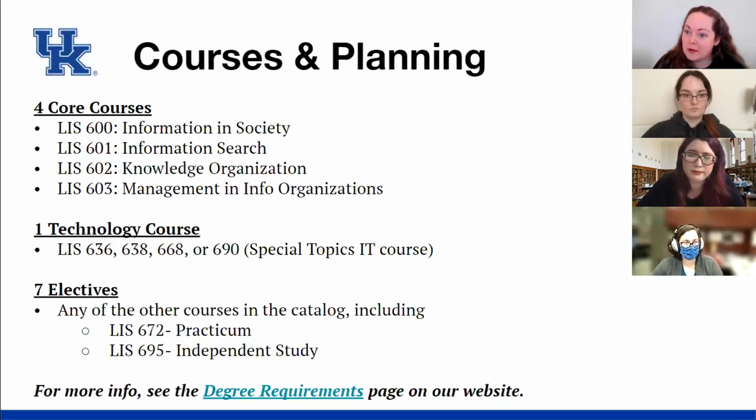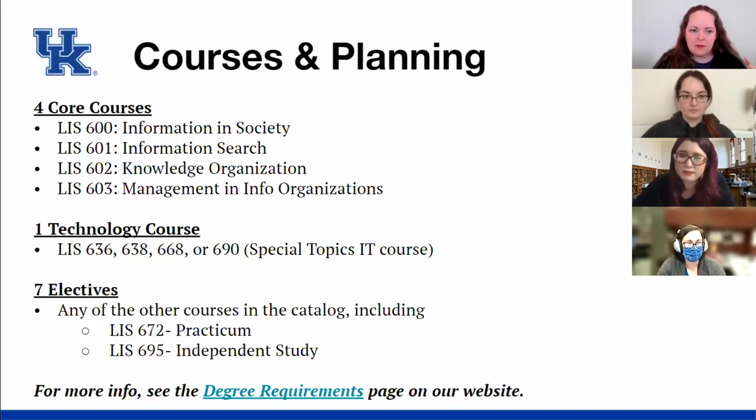Speaking of which, let's talk about course planning. So I mentioned earlier that this is 12 classes. This is how that breaks down. So everyone takes the same 4 core classes, 600 through 603. The course numbers are sequential. The classes are not. You can actually take them in any order. 600 is an introduction to our profession, who we are, what we do, why it matters. 601 is about information seeking. So how do we find information quickly and efficiently? How do we match people with information that meets their needs?